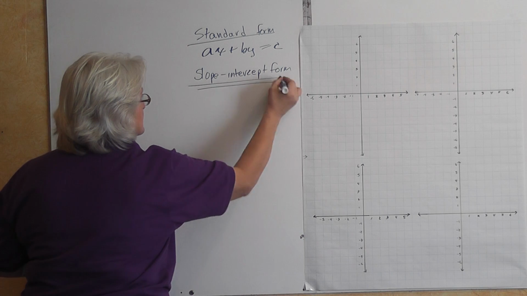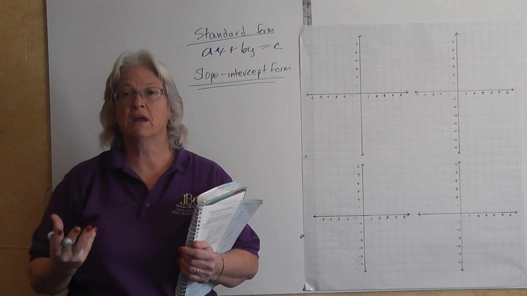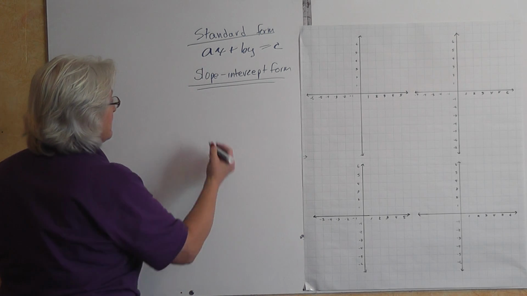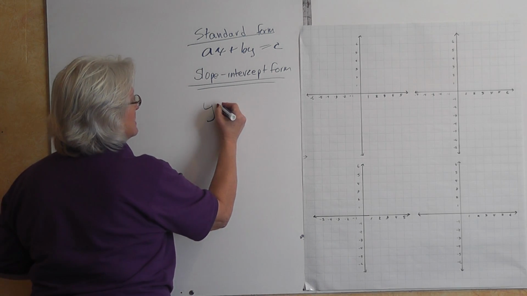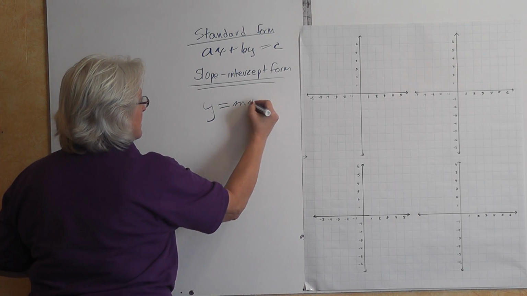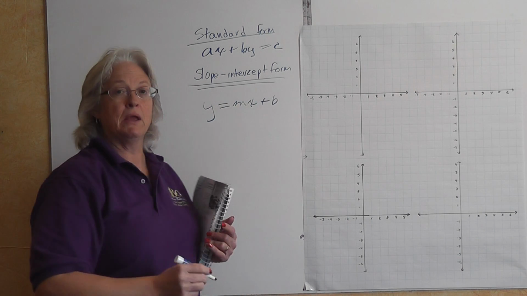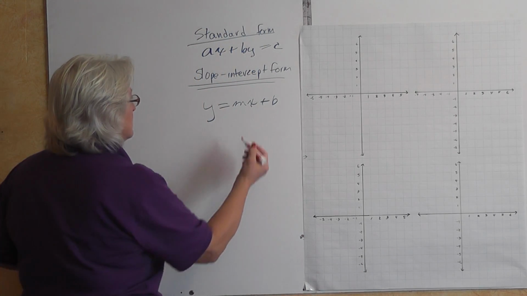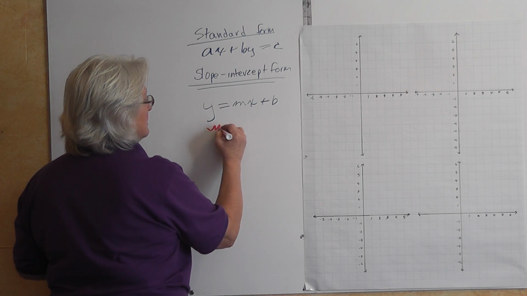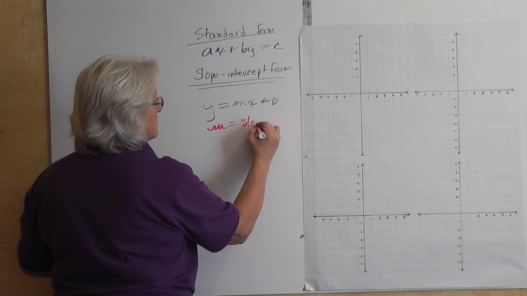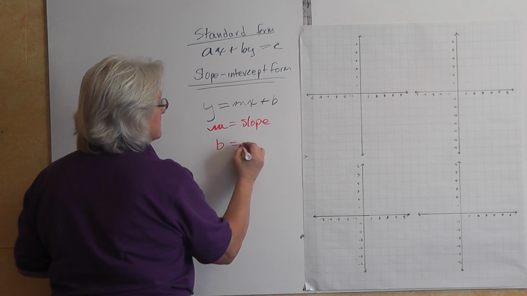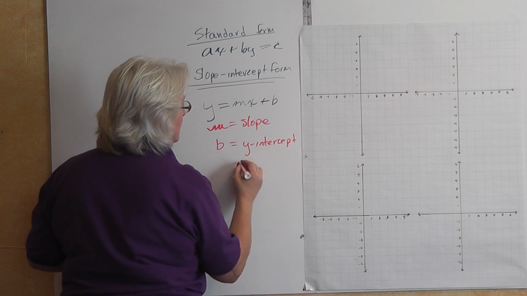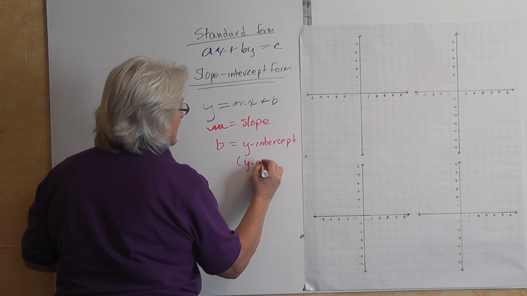And in this case, all that we do is we take the equation and we solve for y. And the slope-intercept form of a line, which you must memorize, is y is equal to mx plus b. In this case, the m represents the slope of the line, and b is the y-intercept, or it's actually the y-coordinate of the y-intercept.